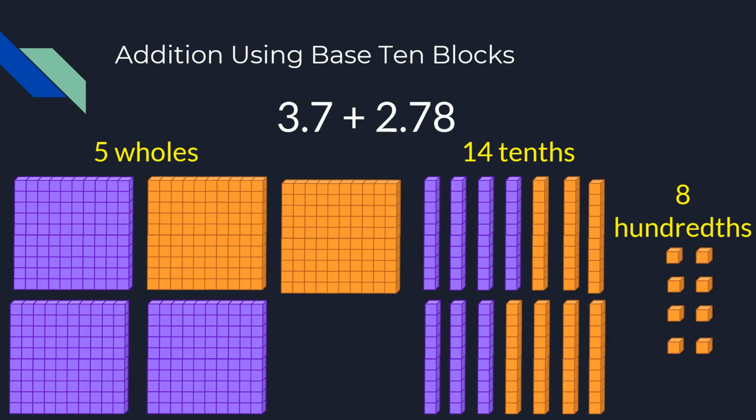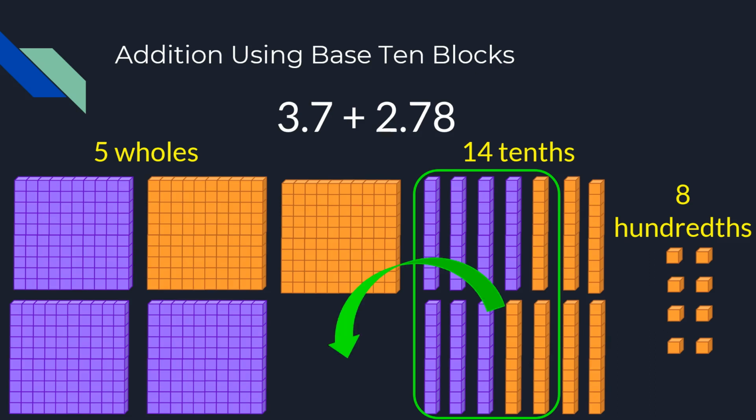Now, we can't just write the number as 5.148 because there's only one digit allowed in a place value. We know that as soon as we have 10 in a place value, we need to regroup those and move those to the left, because it takes 10 to make the next place value to the left. So since we have 14 tenths, we're going to be able to take 10 of those and change those into a whole. So let's do that now.